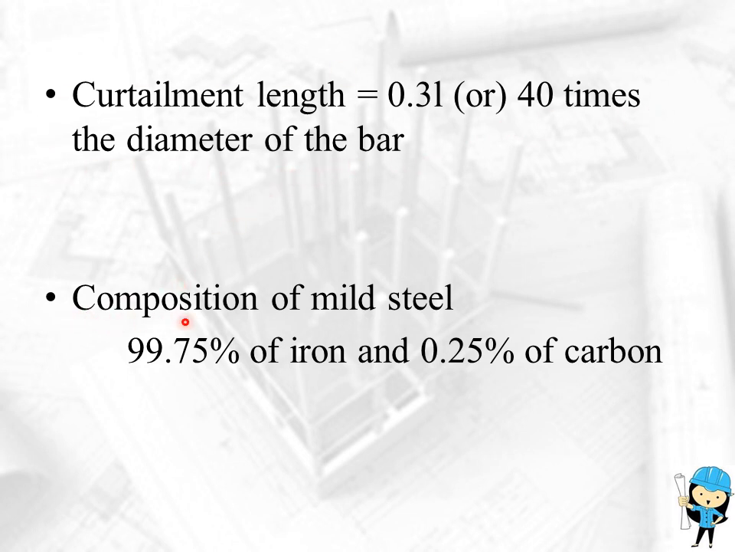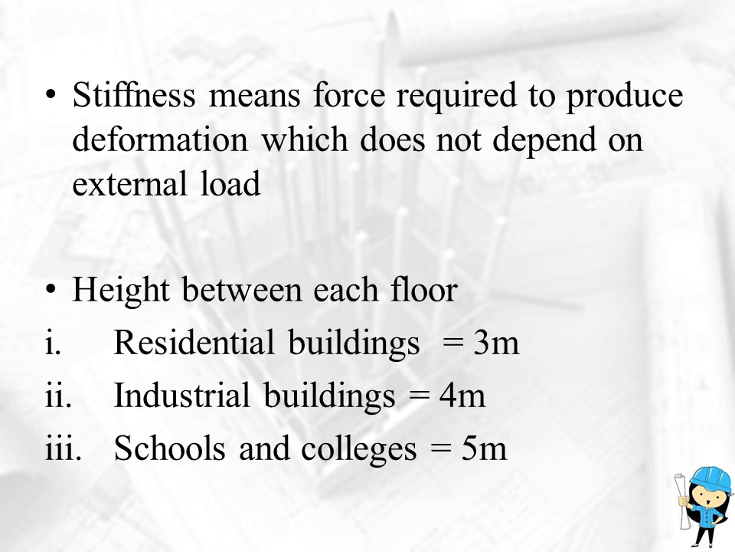Next is composition of mild steel. It is 99.75% of iron and 0.25% of carbon. Stiffness means force required to produce deformation, which does not depend on external load.